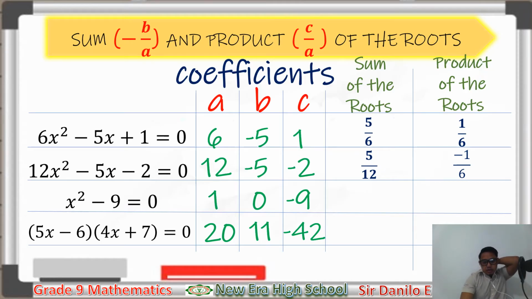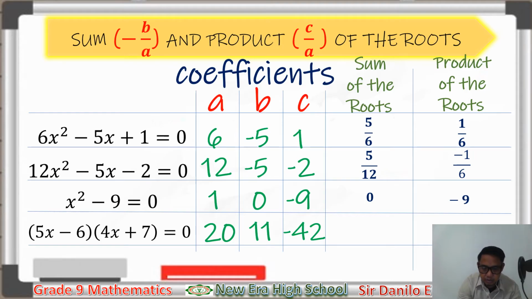Okay, next. On this one, so 0, any number that has 0 on the numerator divided by any number is equal to 0. So that's equal to 0. So, product of the roots naman, that's c. So, negative 9 divided by 1, that is equal to negative 9.